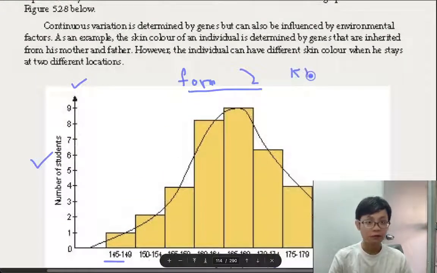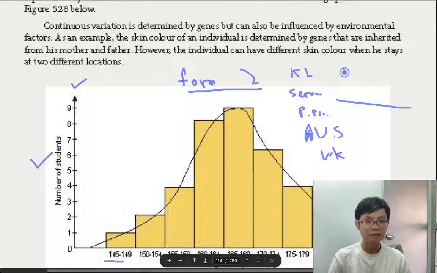But if I am going to use this in Seremban, in Pulau Pinang, in America, US, I'm using a mouse, it's difficult to write, in the UK, if I want to tabulate the data, again it is the same. So we have a bell shape.